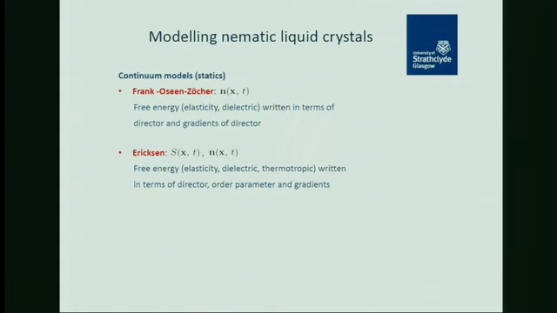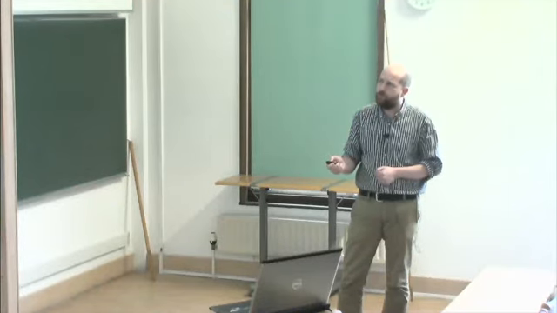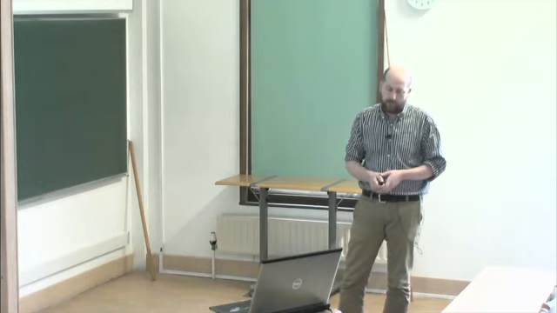Ericksen, in the late 80s, early 90s, I guess, I can't remember, wrote down a model which actually included the S order parameter. Again, S here, remember, when it's 0, I'm isotropic. When I'm non-zero, I'm a nematic. And he allowed S to be spatially dependent and time dependent. So you can write down, again, the free energy in terms of the director and the order parameter and the gradients of everything as well.